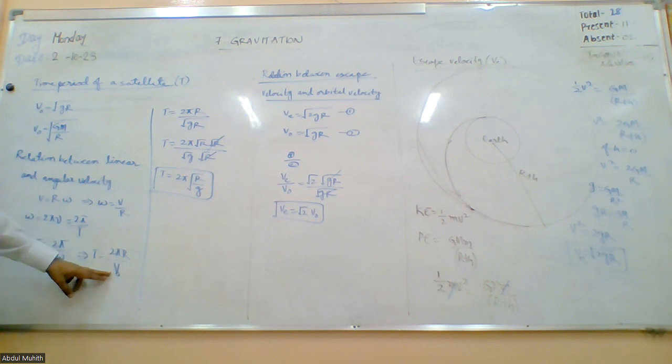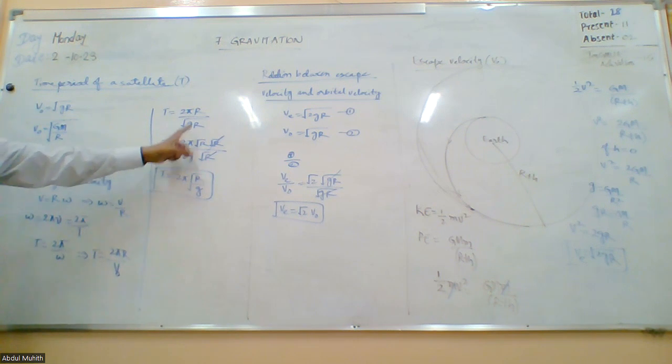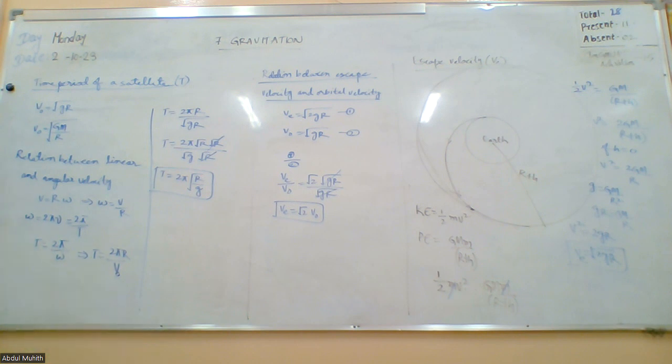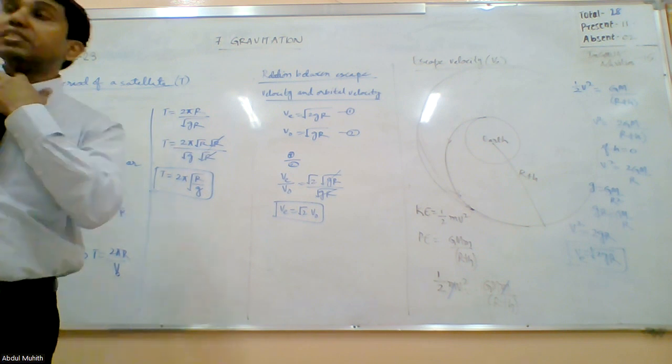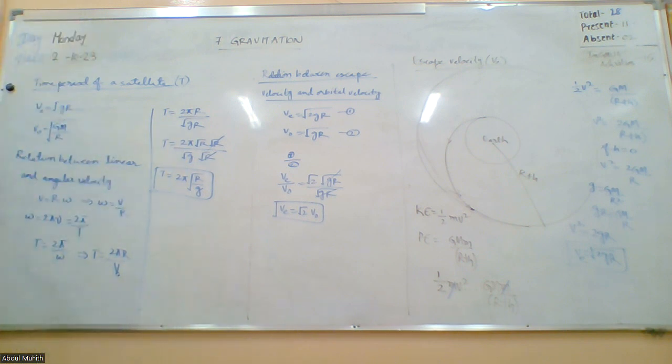Understood? So we will substitute that V0. V0 is equal to square root gR. We substitute here, and R and R will go away. We are left with this. T is equal to how much? 2 pi under root of R by g. This is the formula. Now I want to find out the time period of the satellite which is around the Earth. How much time will it take to complete one rotation?